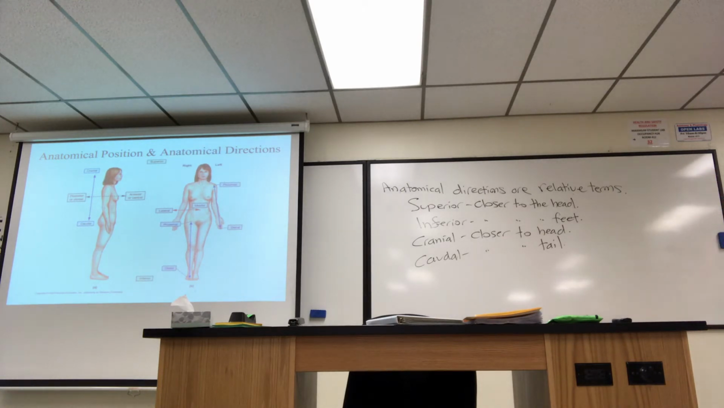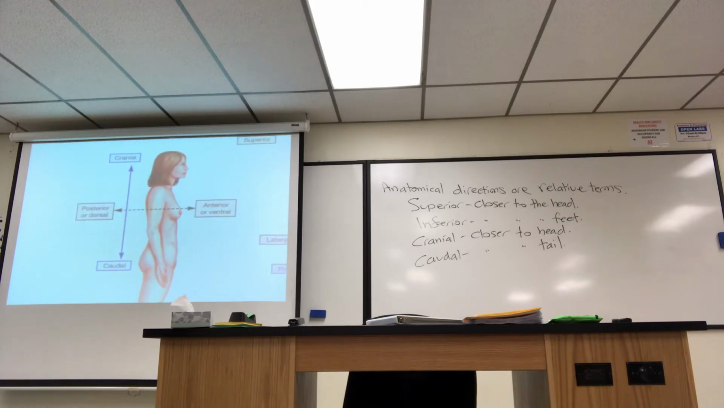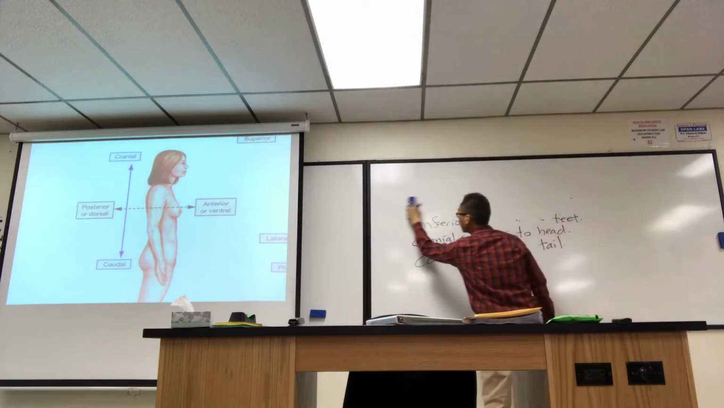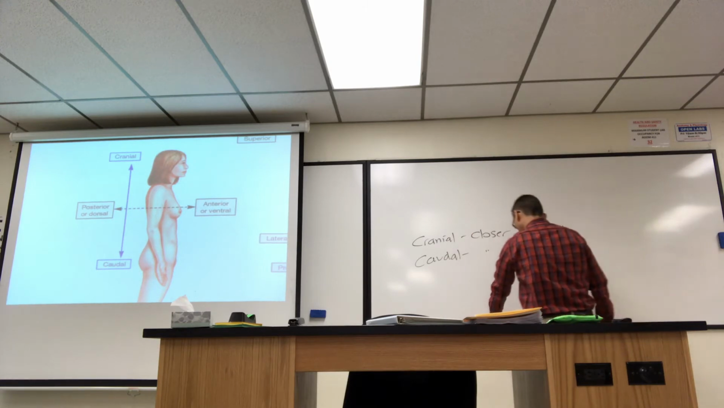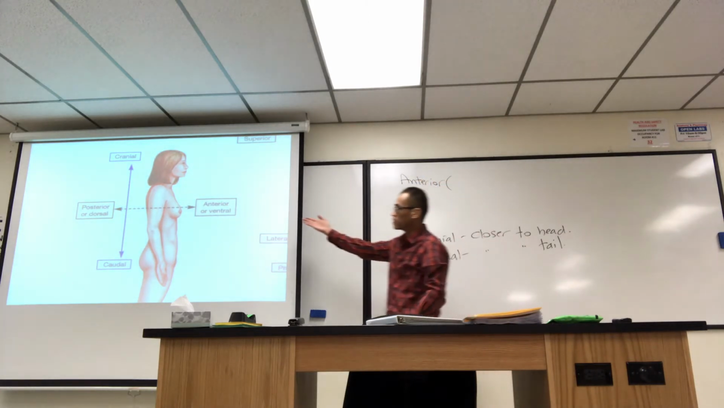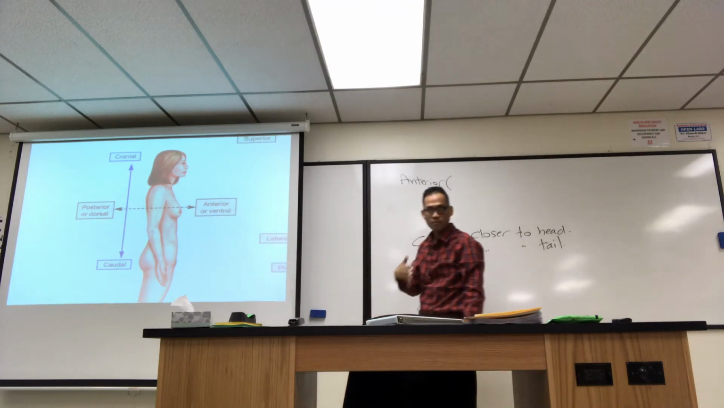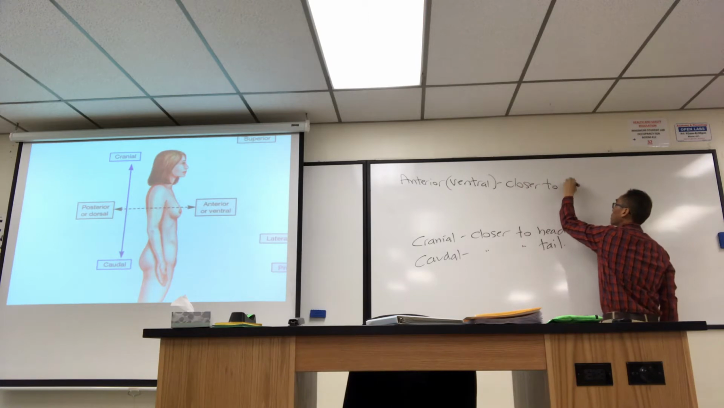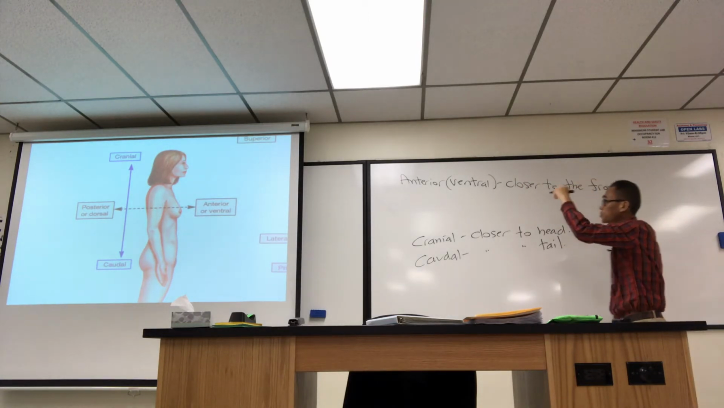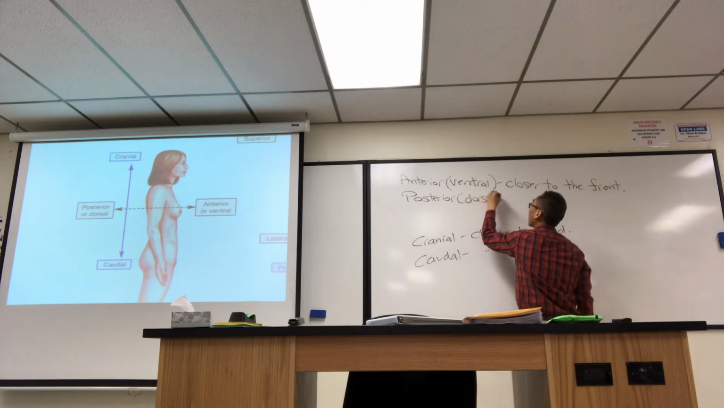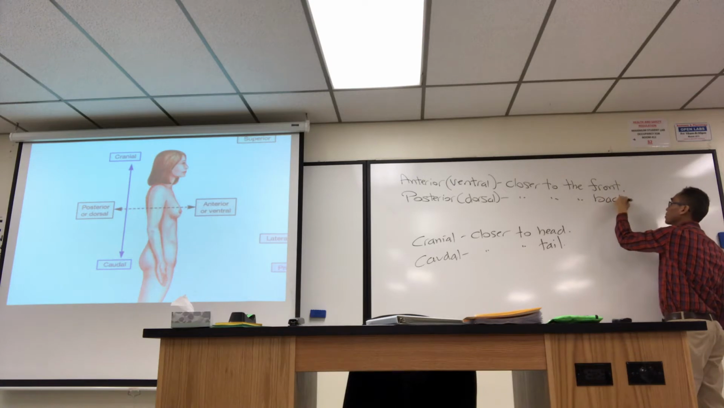Other terms. Zoom in here, you can see my terms better. See anterior, posterior, front and back. That's kind of the next one. Anterior. Sometimes anatomists use the term ventral instead of anterior. They mean the same thing. Ventral means belly side, front side. Closer to the front. Posterior or dorsal. Dorsal means back. Closer to the back. So you got front and back.